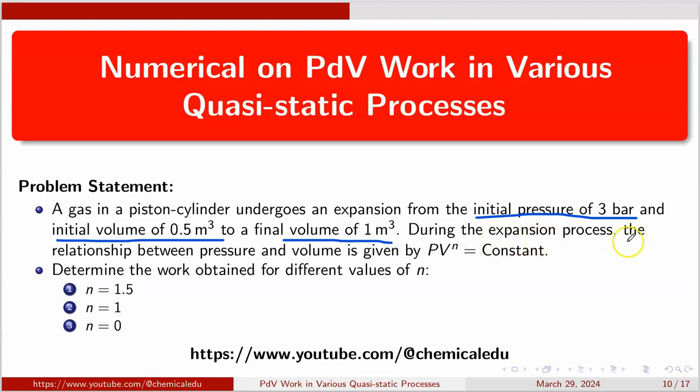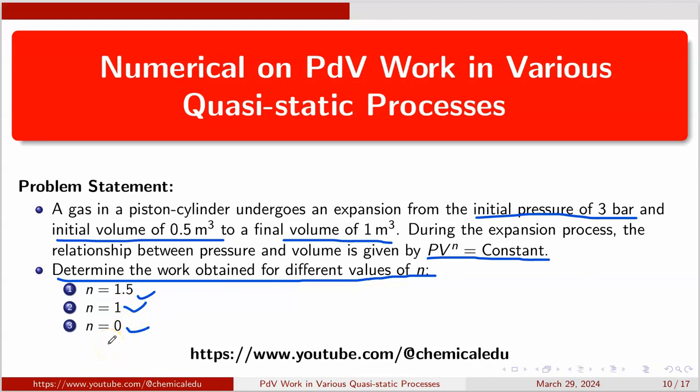During the expansion process, the relationship between pressure and volume is given by PV to the power n is equal to constant, which means it is a polytropic process. Determine the work obtained for different values of n: if n is 1.5 then it will be a polytropic process, n is equal to 1, so that is PV equal to constant, and n is equal to 0. Now I have to calculate what will be the work obtained for n equal to 1.5, n equal to 1 and n equal to 0.